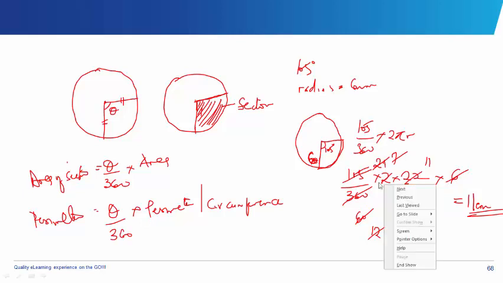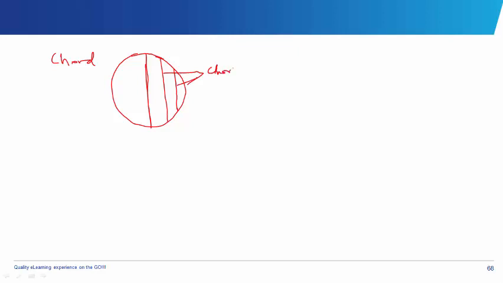Now let's look at another part of the circle that we've not talked about. And this part is called a chord. Okay, so what does a chord mean? Let's say we have a circle. A chord is any other line running from one side to another but not passing through the center. So the diameter passes through the center, but any other line, let's say this or this, they're all called chords.